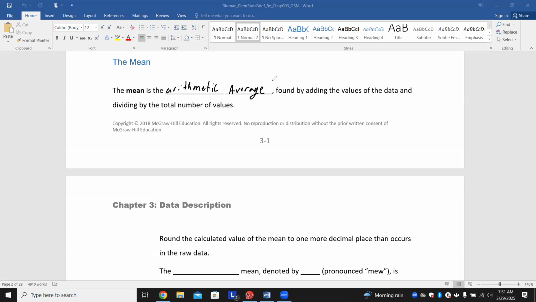To do this, we're going to round the calculated value of the mean to one more decimal place than occurs in the raw data. So let's say you get a whole bunch of whole numbers, you're going to round to the tenths place. If you're talking about money, so you get a whole bunch of cents, you're going to round to the ten thousandths place, the third decimal place. All right, so you always go one more than what all of your original numbers are.